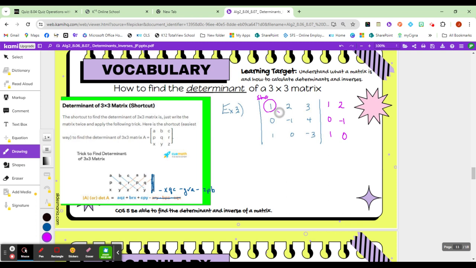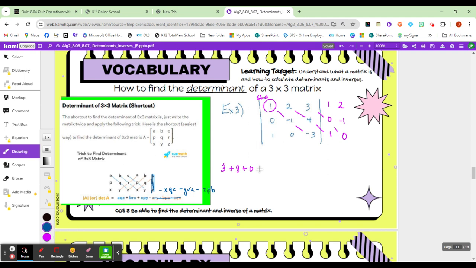So we start here. We multiply these three numbers together. So 1 times -1 times -3 is going to give me 3. And then I do plus. I go to the next diagonal. 2 times 4 times 1 is 8. Plus 3 times 0 is 0. Okay. Then we switch to minus.